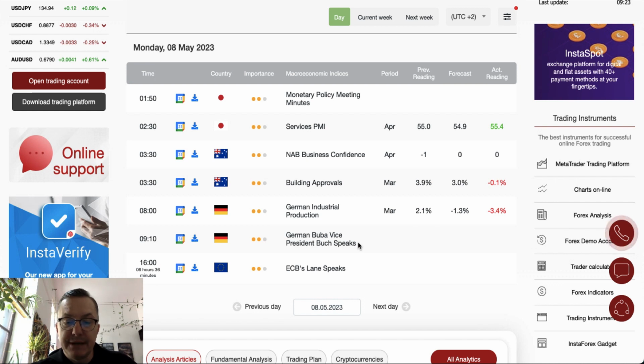German Bundesbank Vice President Buch will give a speech at 9:10. And later on during the New York session, we got the speech from the ECB's Lane at 4 o'clock. So euro dollar for sure, Australian dollar to the US dollar will be analyzed as well, and the US dollar to the Japanese yen. We are going to start the technical part from the last one.